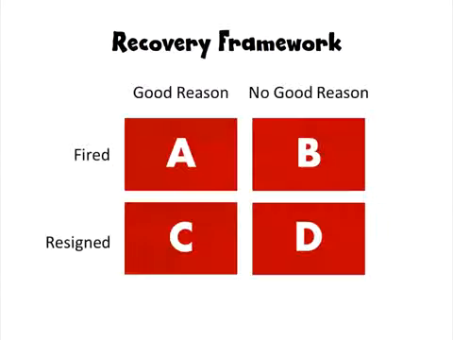The recovery framework deals with how people leave a company if and when they decide to leave. There are 4 reasons why someone can get fired or leave a company. They can be fired for good reason, which is box A. Being fired for good reason means they weren't doing their job and got 2 warnings, or there was gross negligence: they stole from the company, embezzlement, sexual harassment, or bringing a gun to work, things like that.